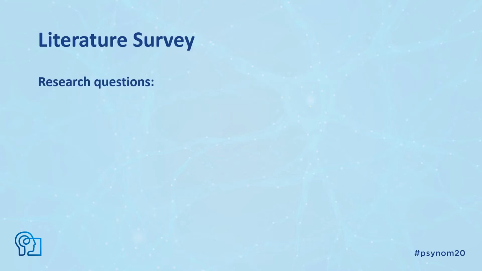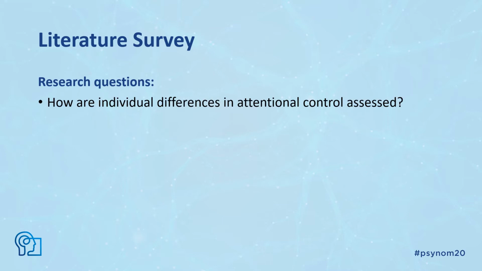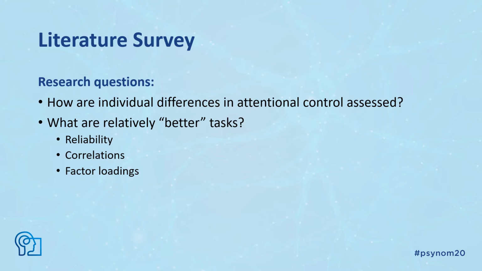So our research questions for that literature survey were: how are individual differences in attentional control assessed? And what are relatively better tasks? So with better, we mean tasks that have relatively higher reliability, correlate more strongly with other tasks measuring the same construct, and load on a factor that is assumed to reflect that construct.